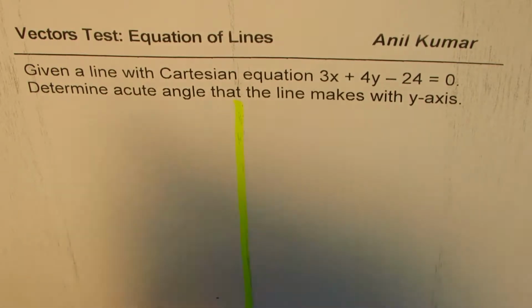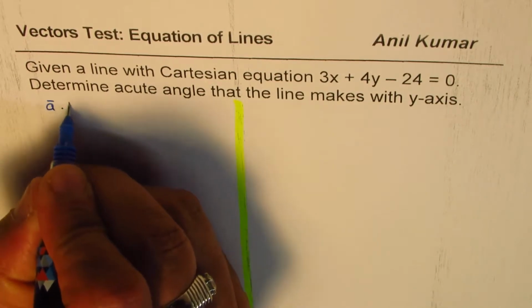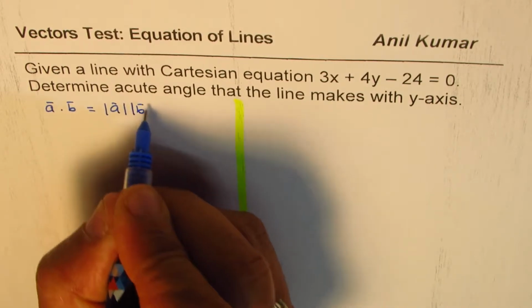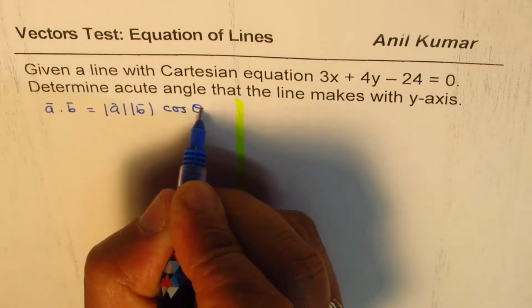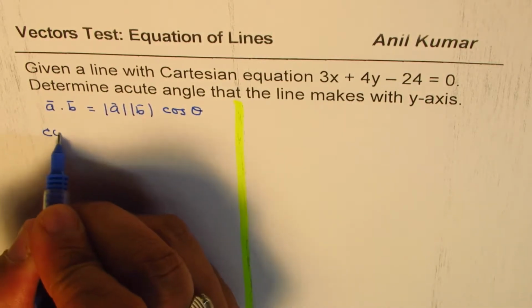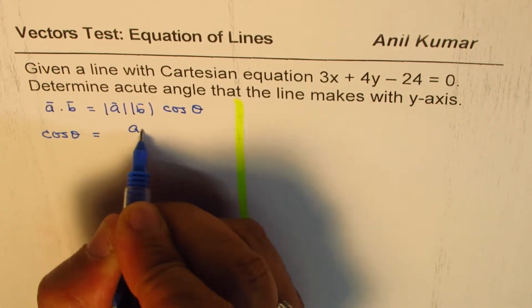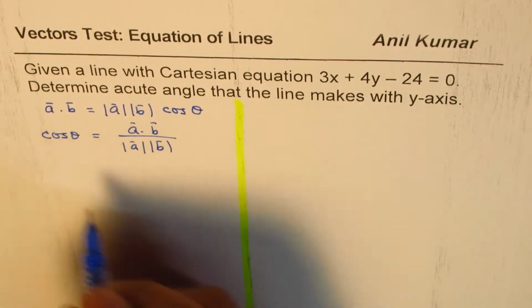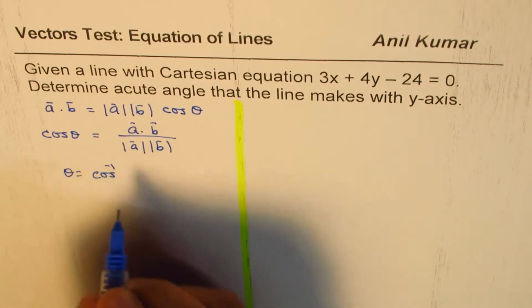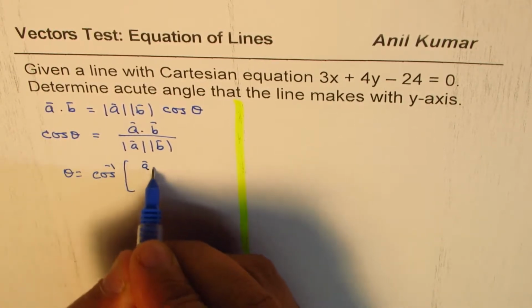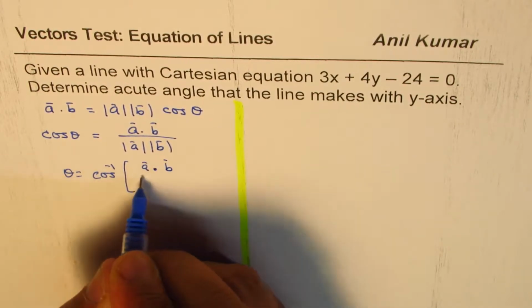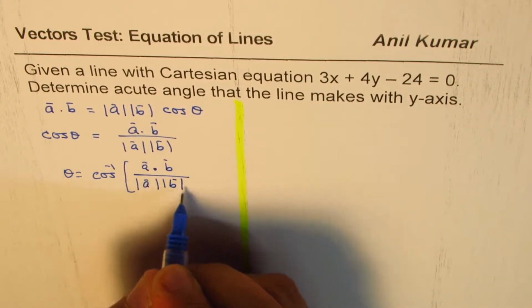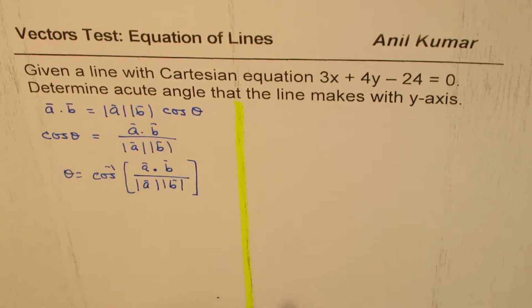The concept is that if there are two vectors a and b, then the dot product of the two vectors is the product of their magnitudes times cosine of angle theta, and you can always rearrange this and write cos theta equals a dot b divided by the magnitude of these two vectors, right? Or you can say theta equals cos inverse of all this, a dot b over the magnitude of vector a and b. So that gives you the solution.